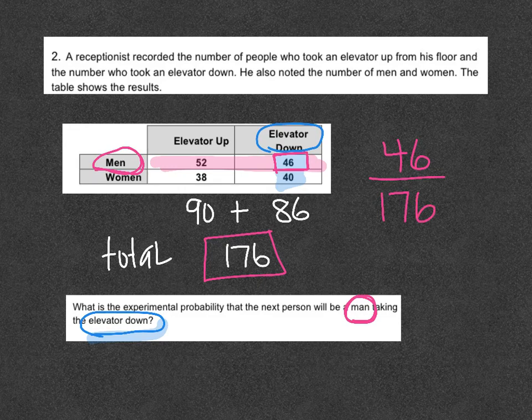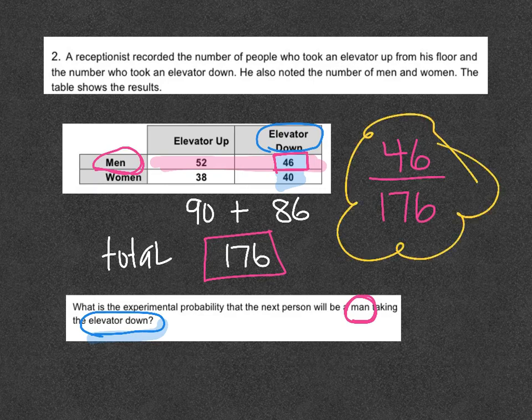My final probability is going to say 46 guys took the elevator down out of 176 total people. So it's still not really a good chance of that happening, but it's definitely higher than the last one. This is still less than half. The word that would go with this answer would be unlikely.